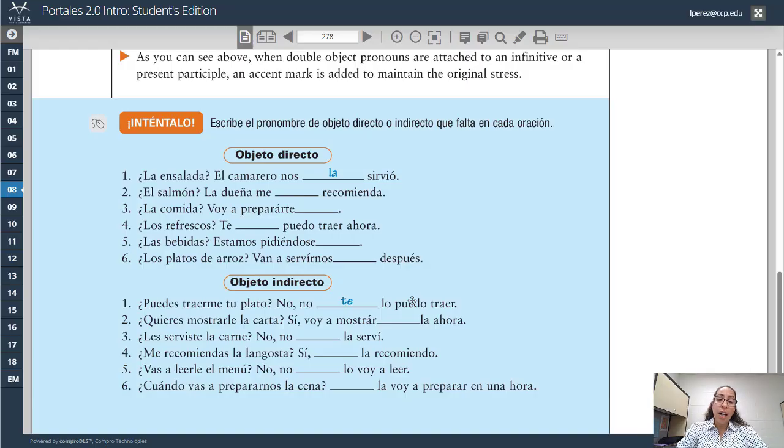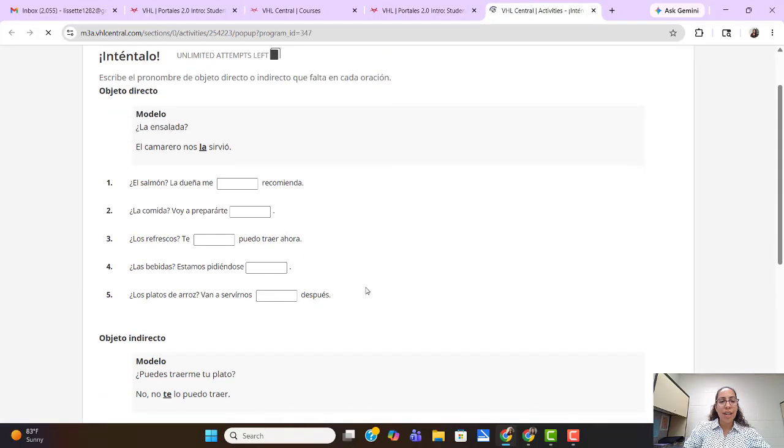So these objetos indirectos, or indirect objects, can be me, te, nos, os. We're not going to use os though. It can also be le or les, but if your next pronoun starts with an L, which I see a lot of them, it would become se. You can't use le or les with a pronoun that starts with an L. So now I want you to go ahead and try this activity. Pause here and try it, and then I'm going to give you the answers. Okay, listos? Let's go in.